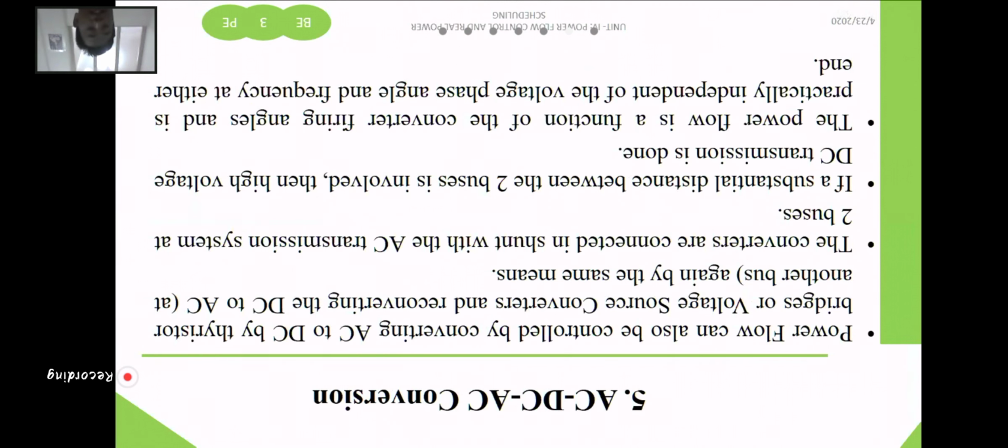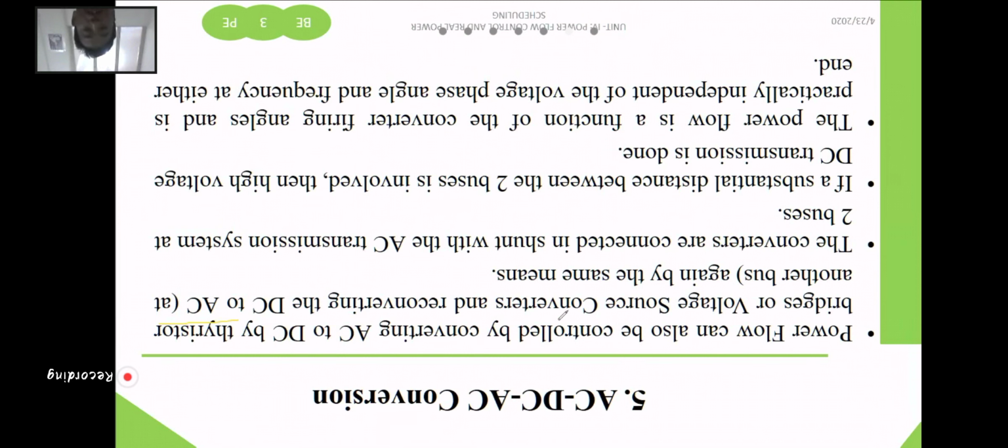Another way of controlling the power flow is AC to DC and DC to AC conversion. Here we are going a little bit towards HVDC. Nowadays HVDC is becoming famous. AC to DC and DC to AC conversion can also control the power flow. But when we talk about AC to DC and AC conversion, we are talking about power electronics devices, the application of power electronics devices.